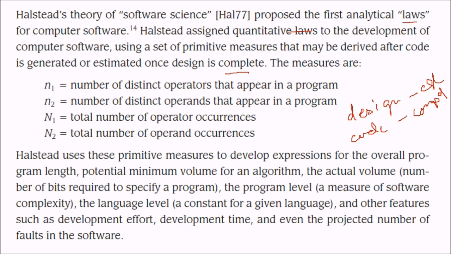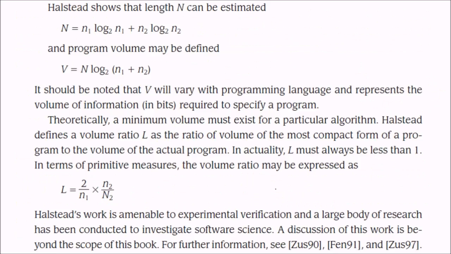n1 is the number of distinct operators that appear in a program. n2 is the number of distinct operands in the program. Capital N1 is the total number of operator occurrences. Capital N2 is the number of total operand occurrences. Halstead uses these primitive measures to develop expressions for the overall program length. So what he gives us: program length, potential minimum volume for an algorithm, the actual volume, that is the number of bits required to specify a program, the program level, that is the measure of software complexity, the language level, that is a constant for a given language, and various other features such as development effort, the development time, and even the projected number of faults in the software.